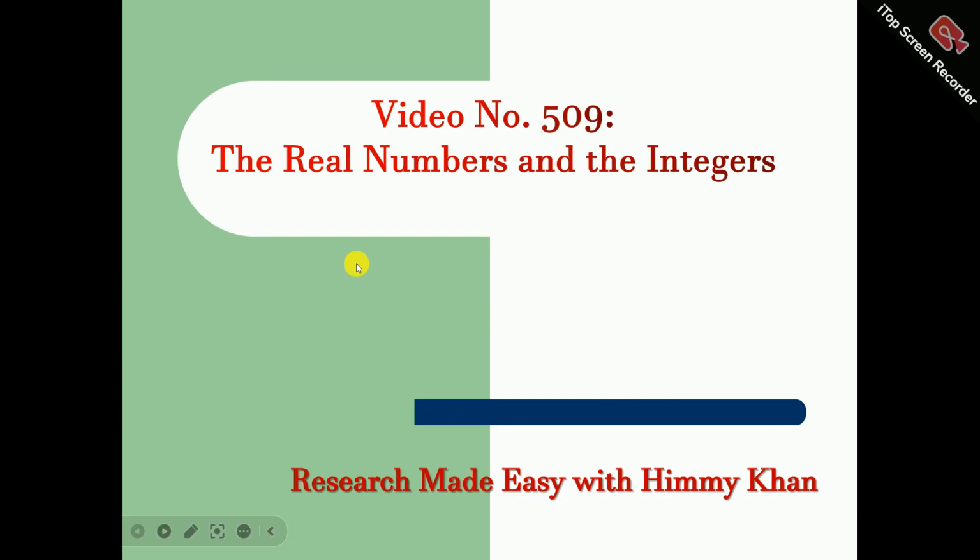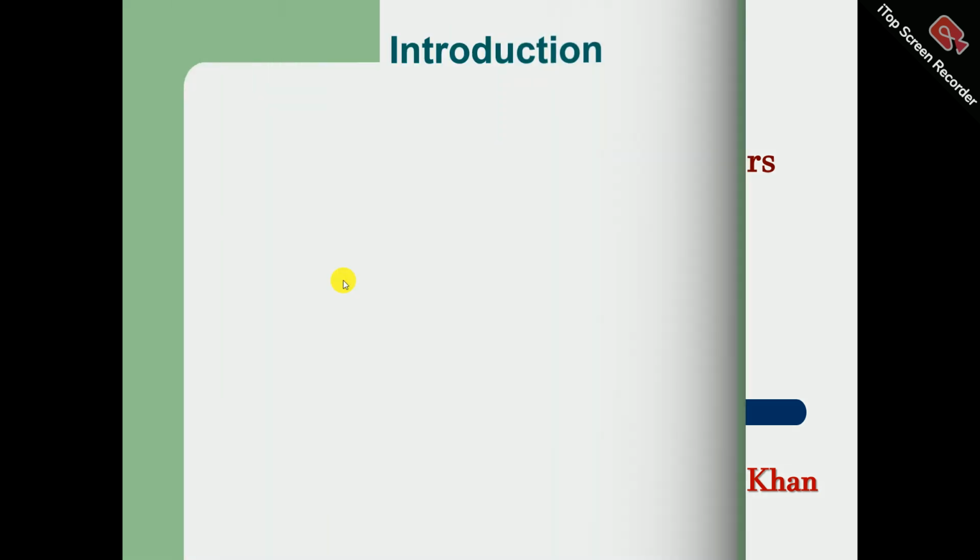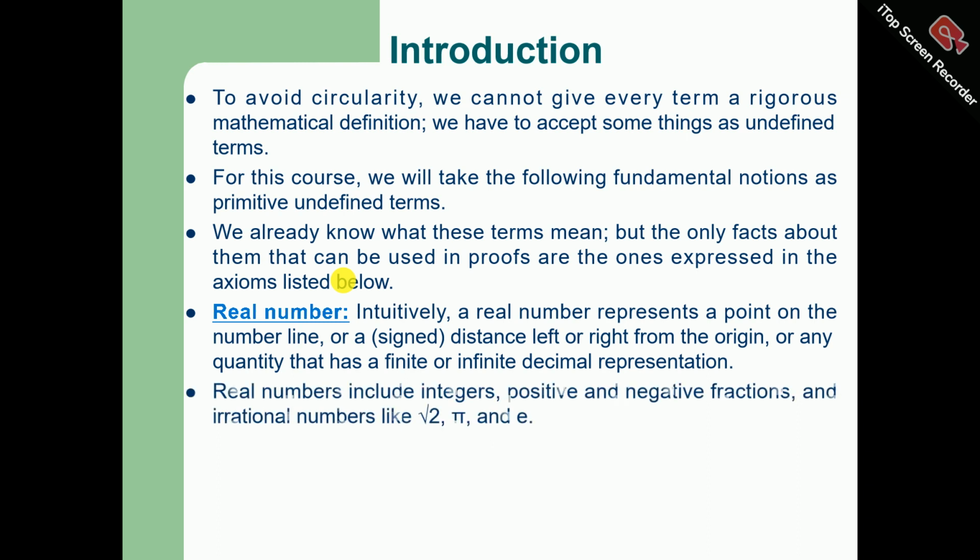In this video, I'm going to discuss some of the properties of real numbers and the integers. So I would like to start with the definition of real numbers. As you know, a real number represents a point on the number line or a signed distance left or right from the origin, or any quantity that has a finite or infinite decimal representation. Real numbers include integers, positive and negative fractions, and irrational numbers like square root of 2, pi, and e.